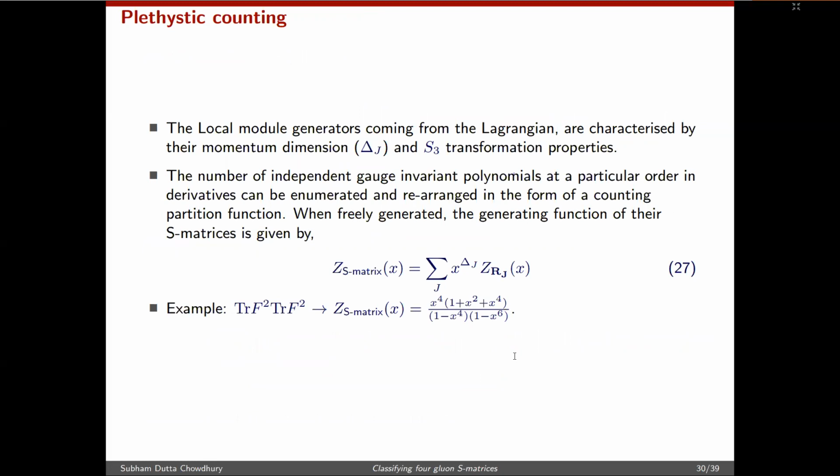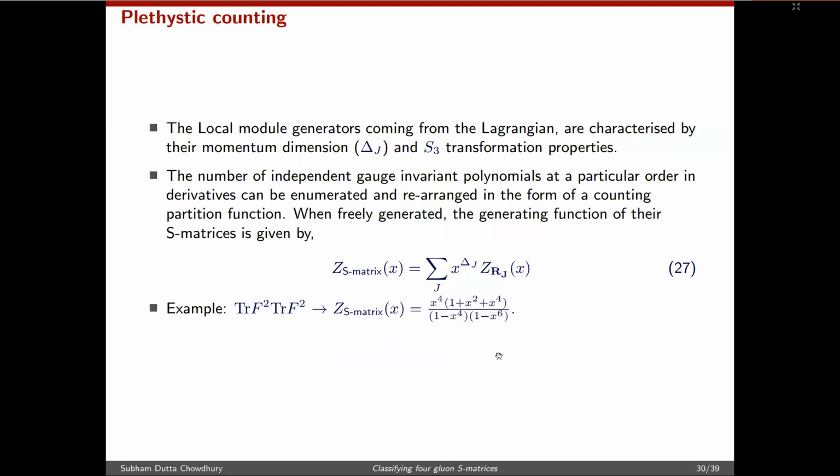One thing is that we note that the local Lagrangians are characterized by their momentum dimension, that is the number of momenta we have, and their S3 transformation properties. So basically I can write down, as I was saying, a partition function encoding all this, right? For example, for trace f square, I can write down a ZS matrix, which is like this. You can put in many derivatives on trace f square, and suppose the total derivative number of your tensor structure is m. You want to know how many linearly independent S matrices there are at this level. I can expand this thing and look at the coefficient of x to the power m and tell you that you can sprinkle derivatives on trace f square at this derivative order in this many ways.